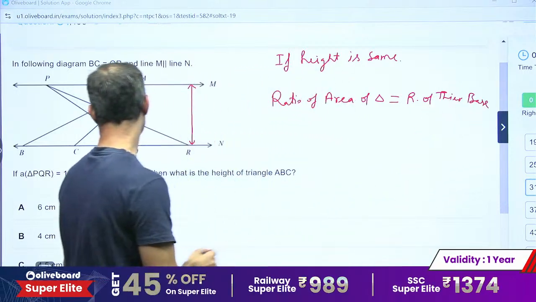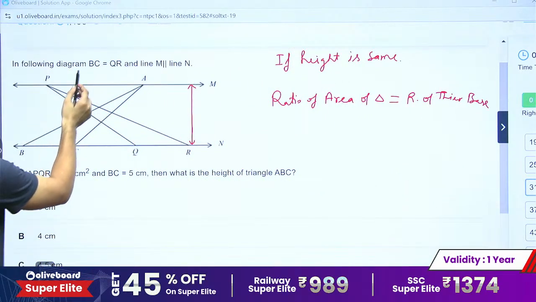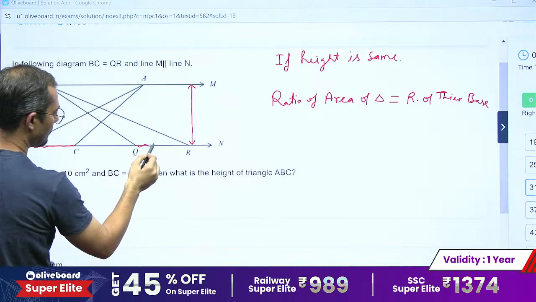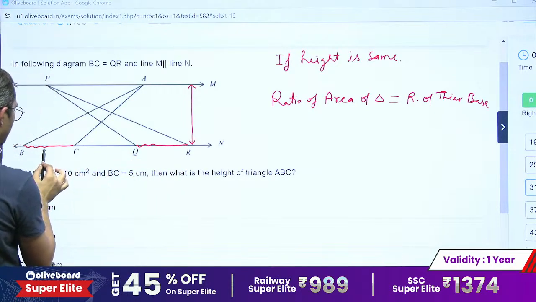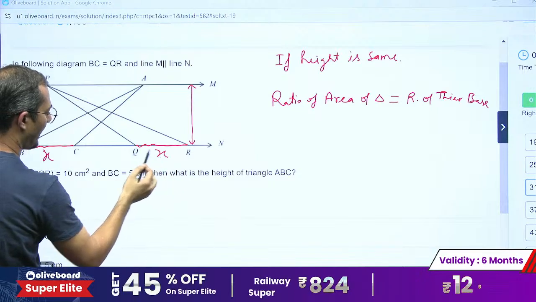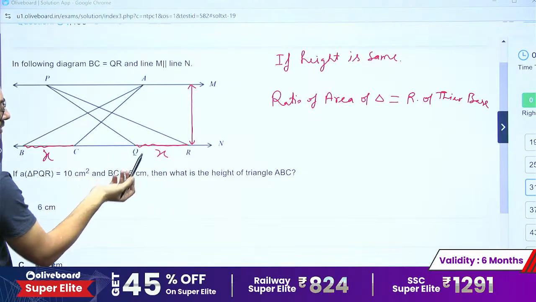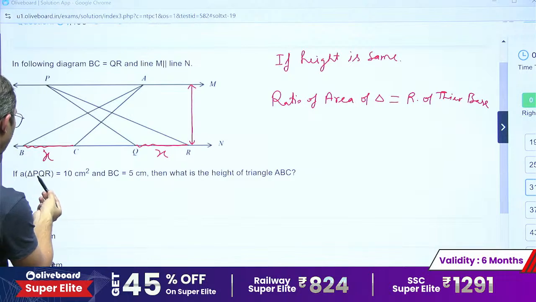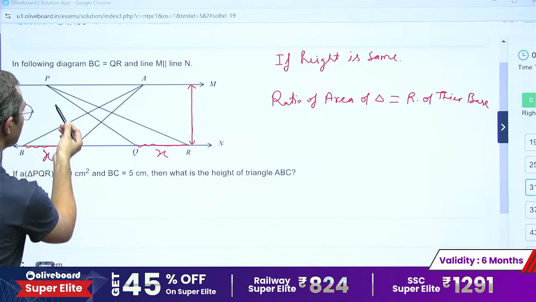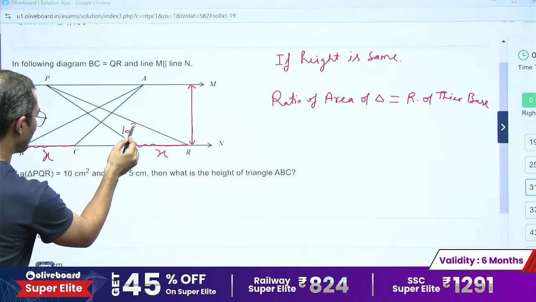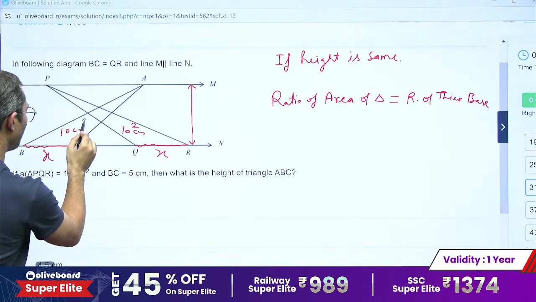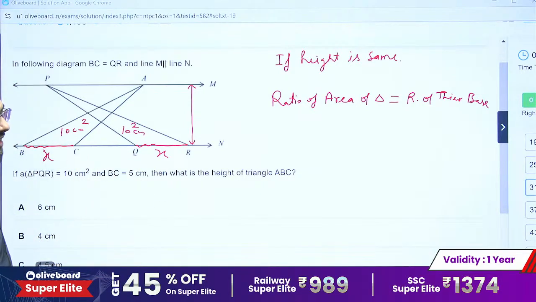Simple. So we know that BC is equal to QR, right? If this is x, this is also x, it means their area would be equal. So we know that PQR is equal to 10. If this area is 10 centimeter square, this area will also be 10 centimeter square, because base ratio is same, right?